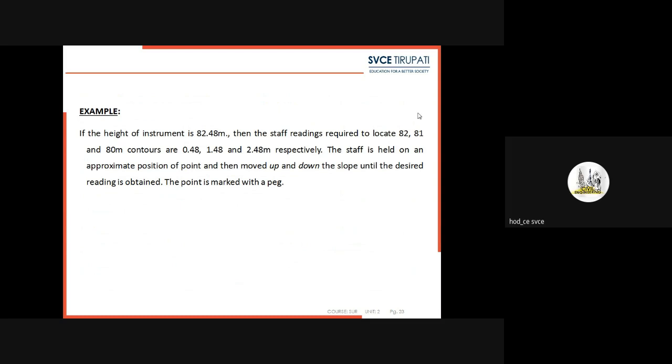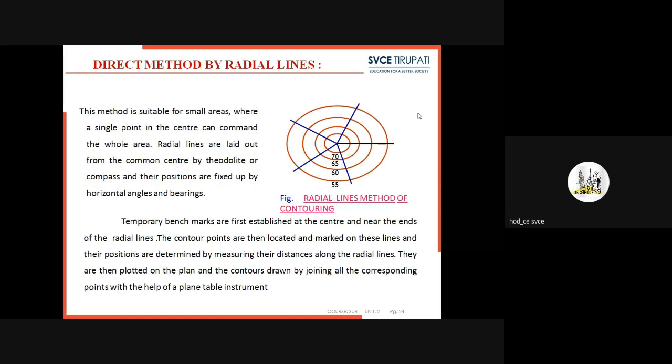The height of the instrument is 82.48 meters. So 82.48 meters is the height of the instrument axis. Then the staff readings required to locate the 82, 81, and 80 meter contours are 0.48, 1.48, and 2.48 meters respectively. So that means for 82 meters we are getting the staff reading 0.48, 81 has 1.48, and 80 has 2.48. The staff is held at an approximate position of the contour and then moved up and down the slope until the desired reading is obtained. Then the point should be marked and a peg placed.